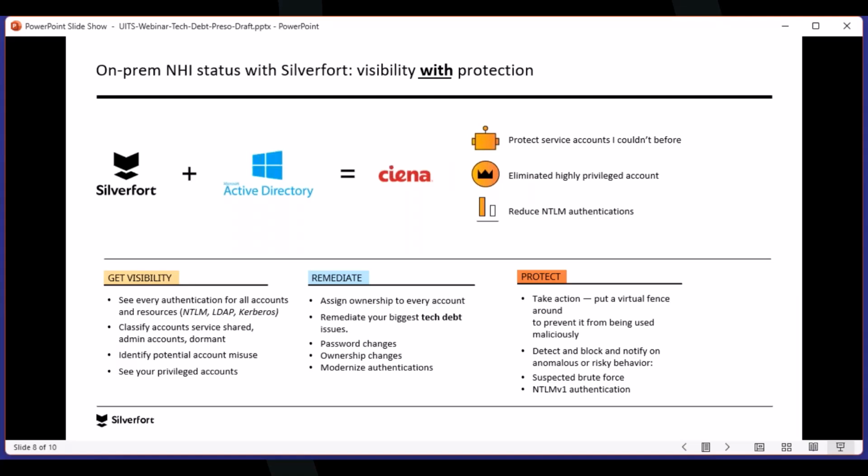So what do we get out of Silverfort? Well, we get visibility, right? So we can see every authentication for every account and resource, NTLM, LDAP, or Kerberos within our Active Directory environment. So if it logs in and it is joined to Active Directory, we get to see that authentication in real time. And it helps us to classify those accounts: shared accounts, service accounts, admin accounts, and also helps us with dormancy, right? We can use that as a metric because it's seeing every authentication.